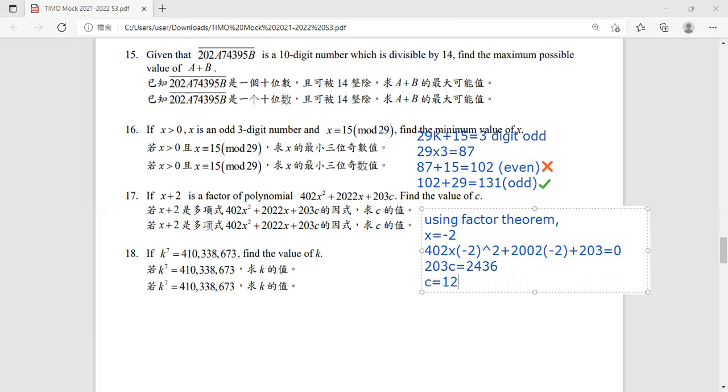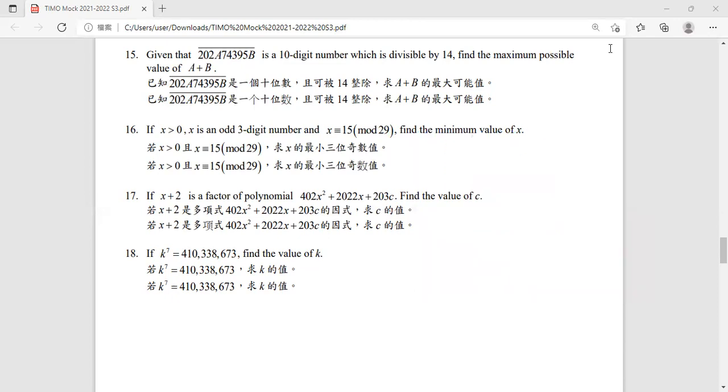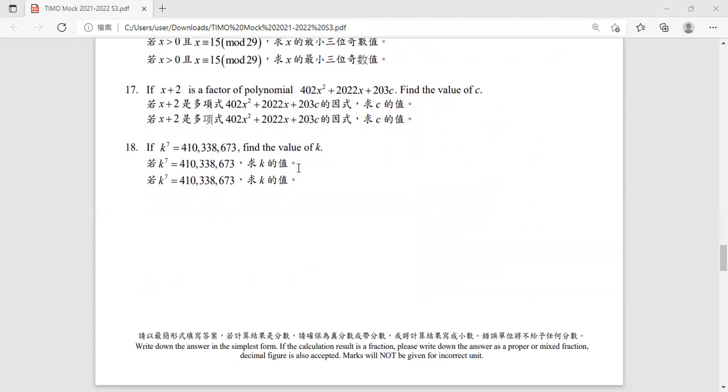Okay, what's that? Nothing special. You said factor theorem is okay. Any questions? Good.